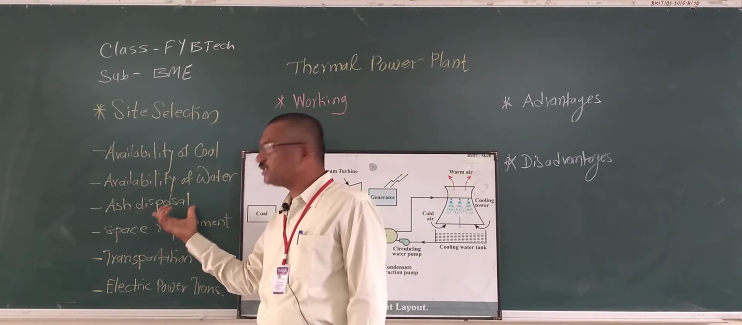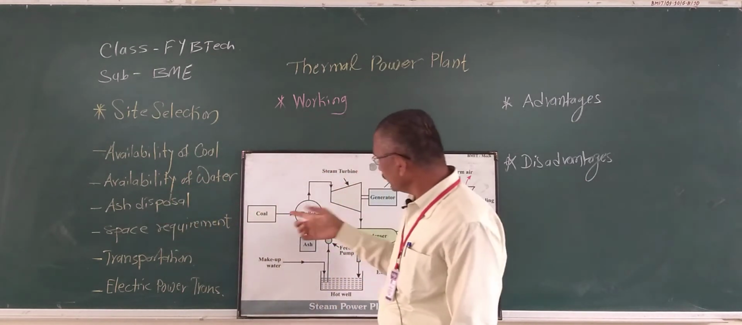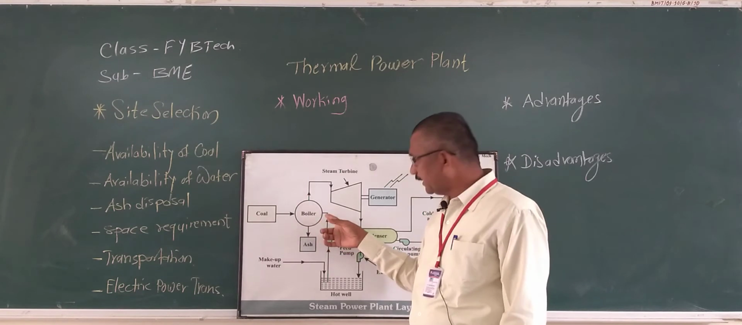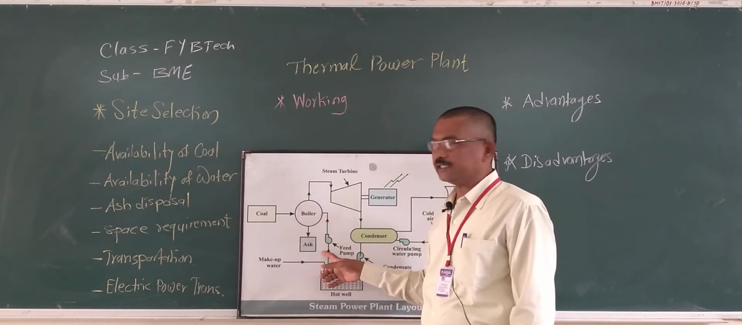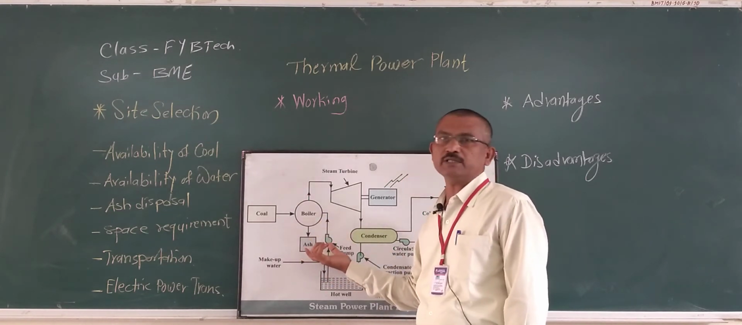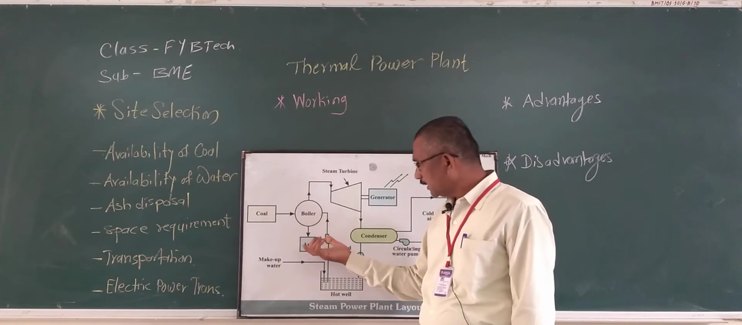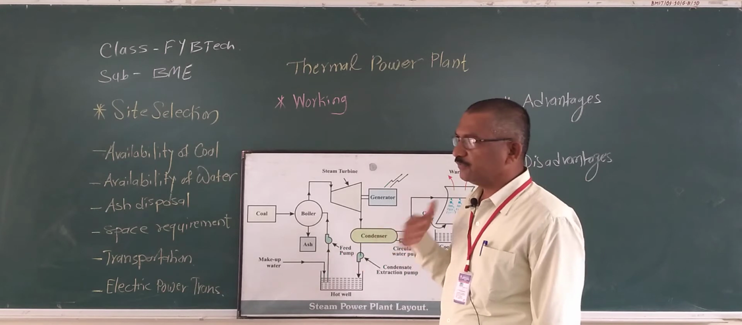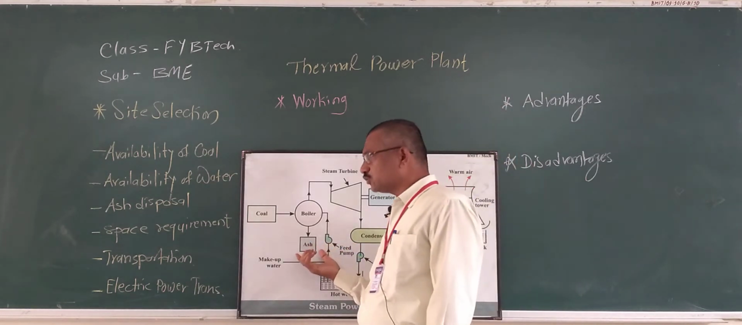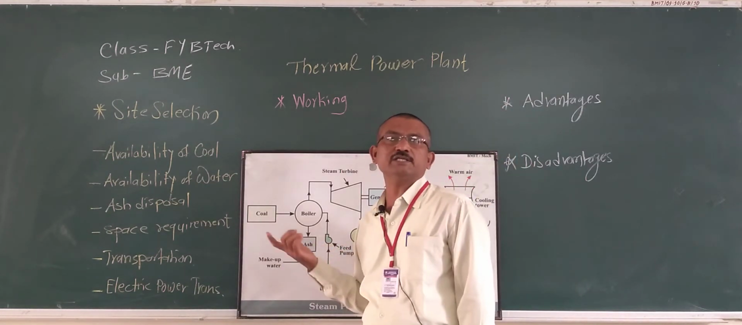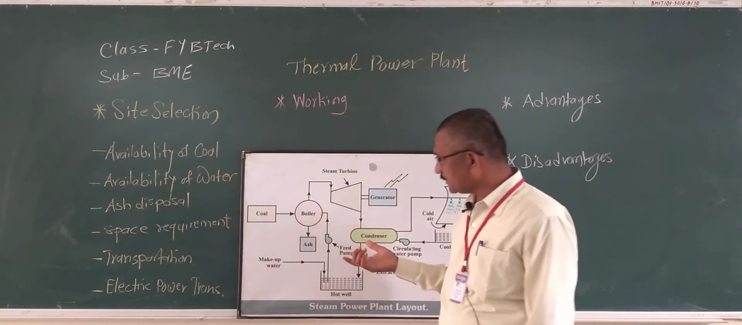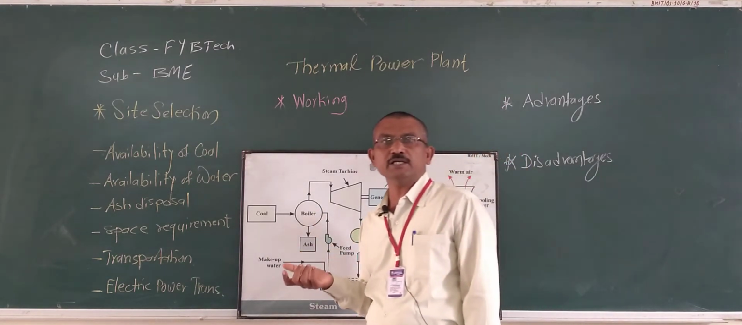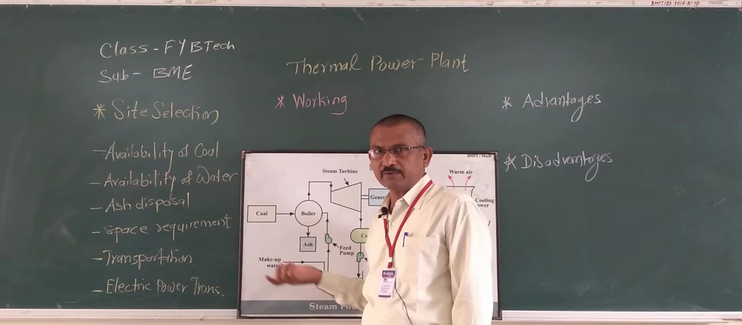Okay. Next one, ash disposal. After burning the coal inside the boiler, we get ash as its output, isn't it? And ash disposal is one of the important points, because it may produce either air pollution or water pollution. In previous days, that ash was disposed into rivers, lakes or the sea. But nowadays, that ash is used for different industrial processes. That is one of the benefits.